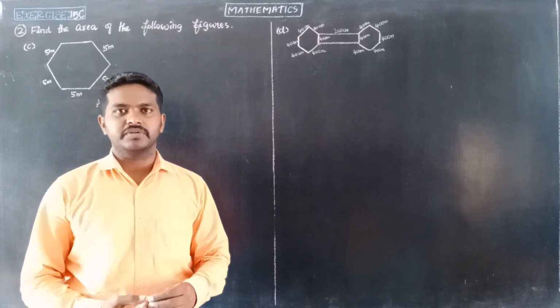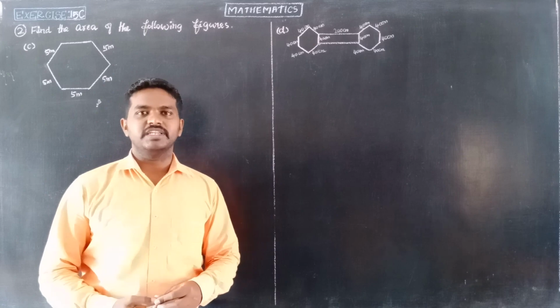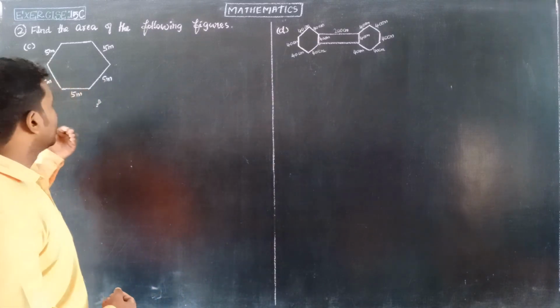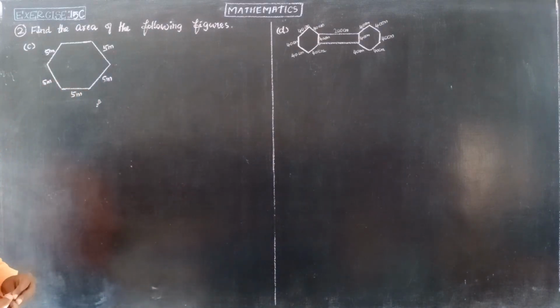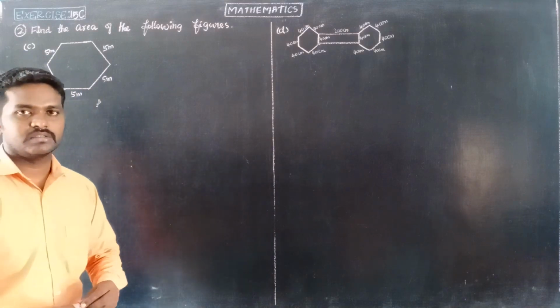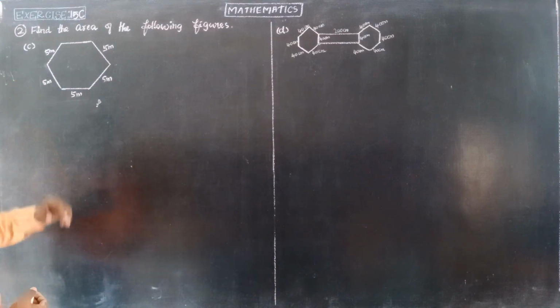In this video, we are going to learn exercise 15C. The question number is 2. Find the area of the following figures. We have two figures. We are going to find out the area of each figure.